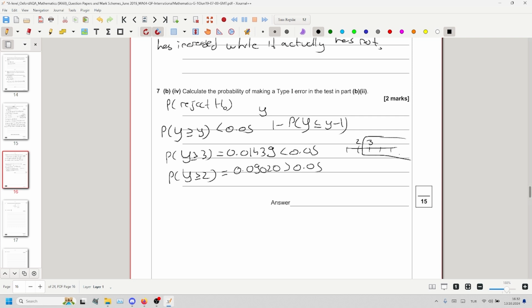So now we need the probability to land in this critical region, which would be the probability of being greater than or equal to 3, which is 0.0144, to 3 significant figures. And there we go.